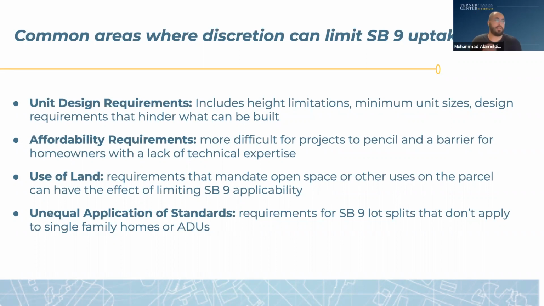Third is use of land. Localities would do things like require that a big courtyard has to be between the two units. So then suddenly most of the parcels that were eligible for SB9 weren't eligible anymore, because people don't have an acre of land that they could build on.